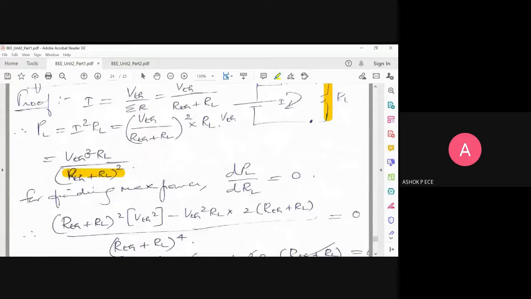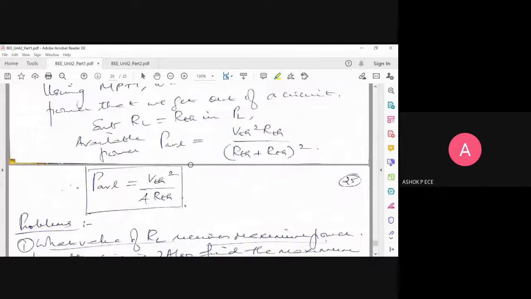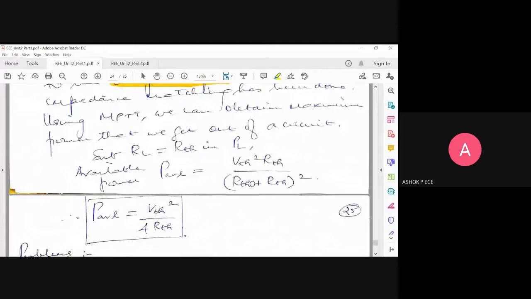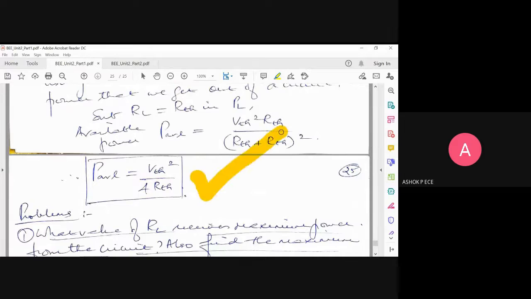Substitute RL equal to RTH here and find what is the maximum power. In this expression for PL, you substitute RL equal to RTH. So the maximum power is given by VTH square RTH by (RTH plus RTH) the whole square. So it is going to be VTH square by 4 RTH. This is the maximum power delivered to your load. So in any circuit, once you find your RTH, you can easily find the maximum power delivered to your load by using the formula for power.